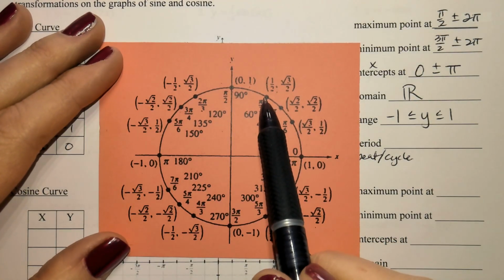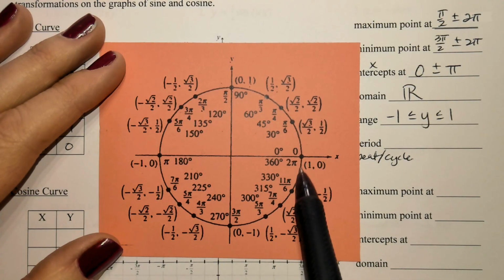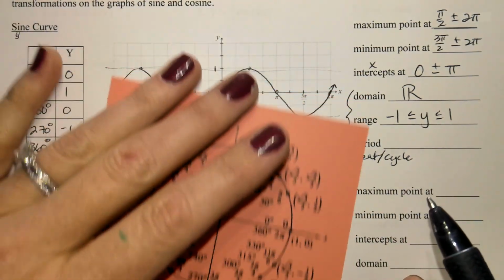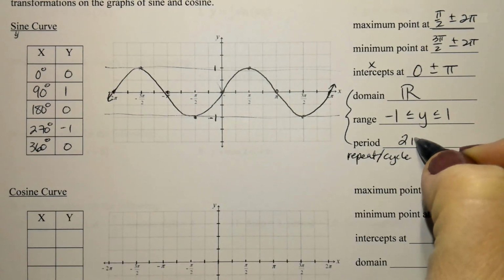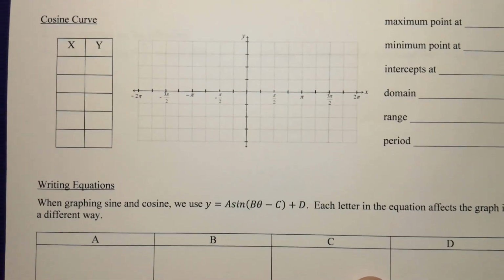So anywhere, if I pick anywhere on this circle, the next time I could be at that point is if I go around 360 degrees. So a period for us is 2 pi on the sine function. We're going to do cosine the exact same way.